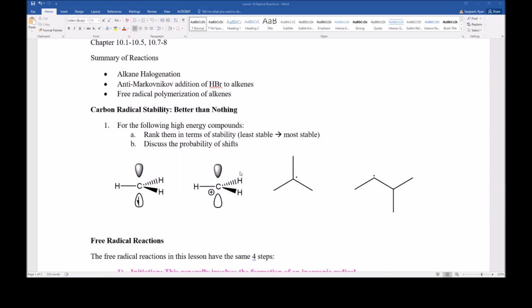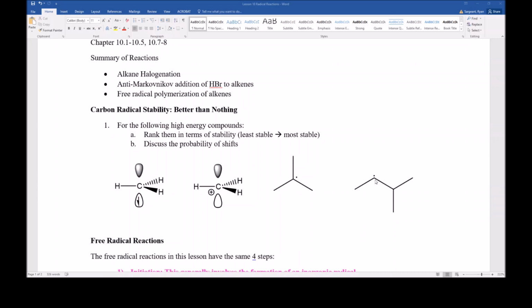In terms of stability, the carbocation is the least stable, and then based on the similarity to carbocations, we expect a more highly substituted carbon radical to become progressively more stable. So of the carbon radicals, this would be the least stable carbon radical. This would be the most stable because it's a tertiary carbon radical. And this right here would be a secondary carbon radical.